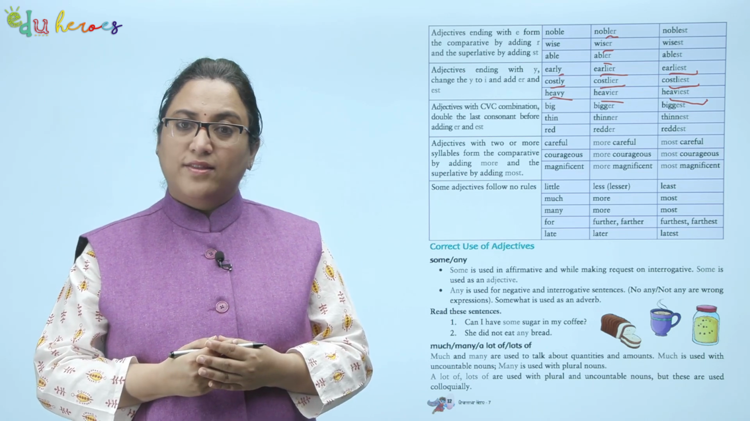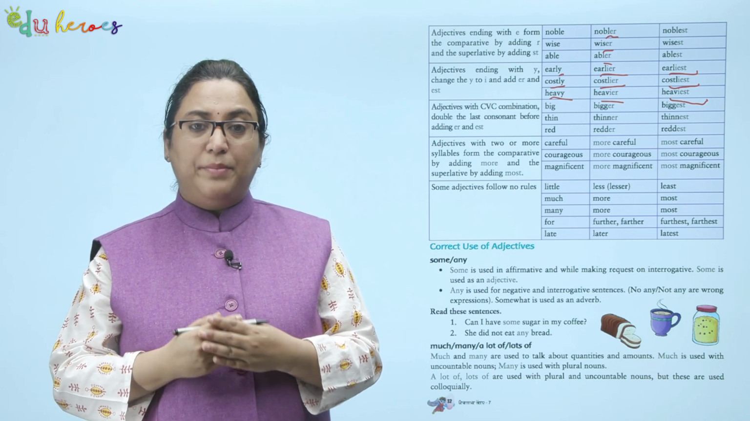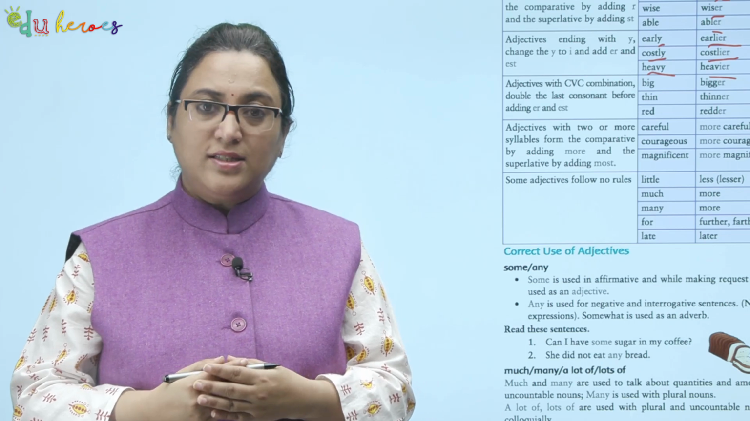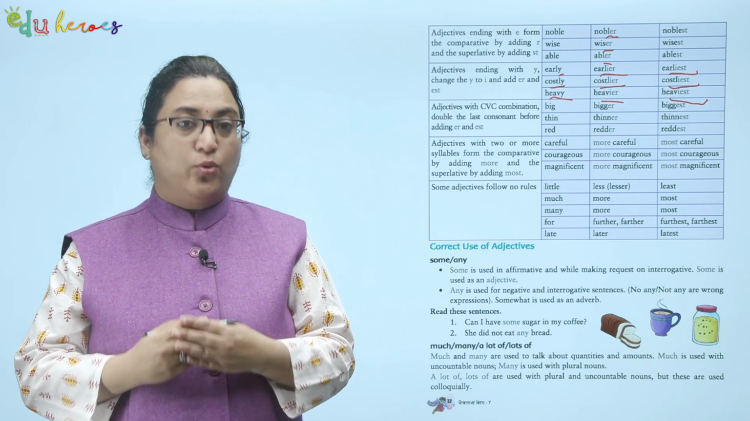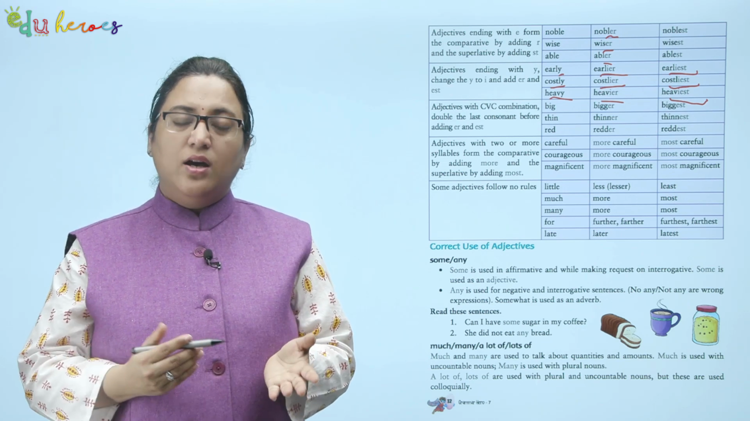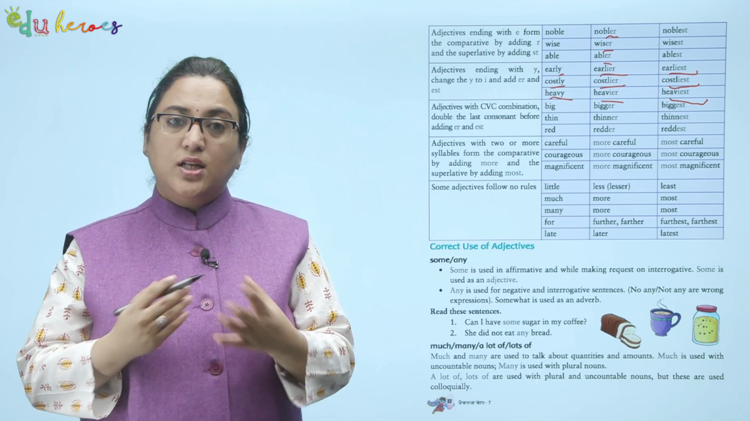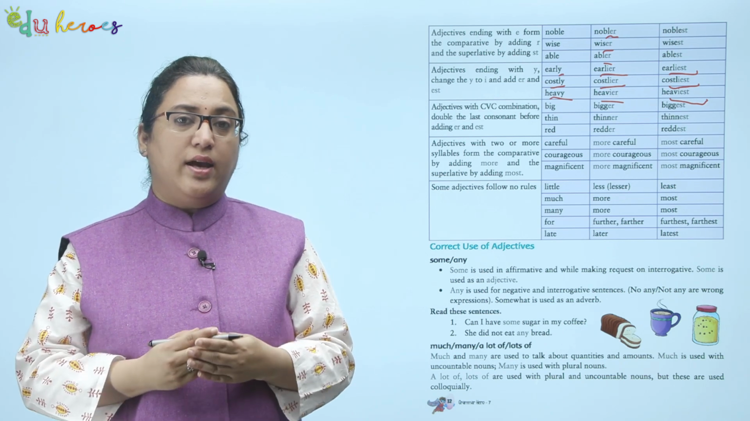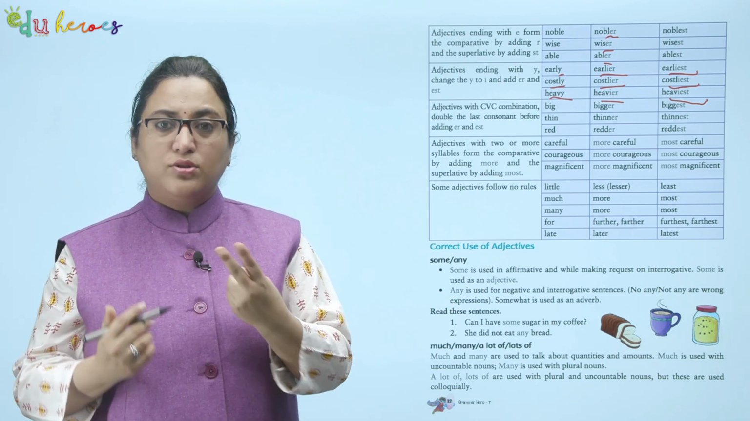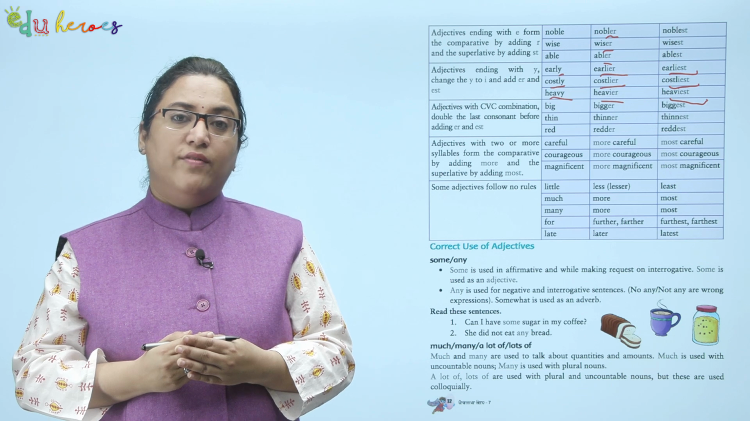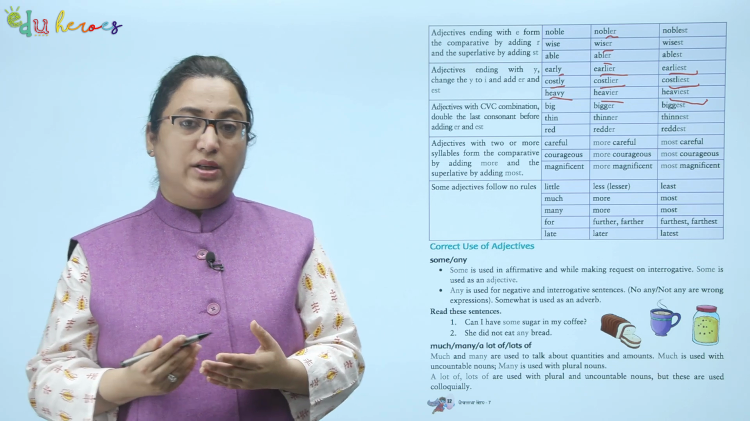Let's see the rule of doubling. Here big becomes bigger and biggest. Thin, thinner, thinnest. Red, redder, reddest. Adjectives with two or more syllables form the comparative by adding more and the superlative by adding most. So syllable is the smallest unit in any word. Like careful has two syllables. Careful, two syllables. In that case, we will add more in comparative and most in superlative.